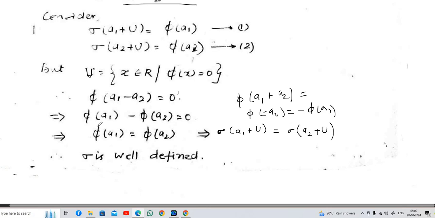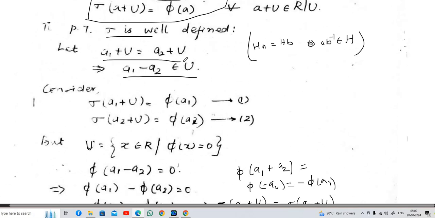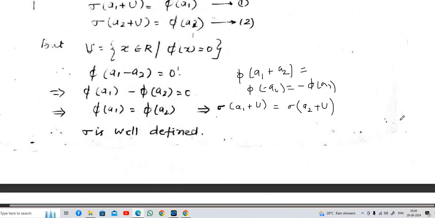Definition and property. So you have phi of A1 equal to phi of A2, and that is nothing but the image of A1 plus U under sigma equal to the image of A2 plus U under sigma. So elements in the domain being equal implies the images are equal, and therefore sigma is well defined.